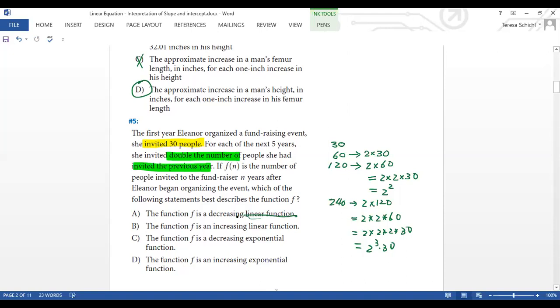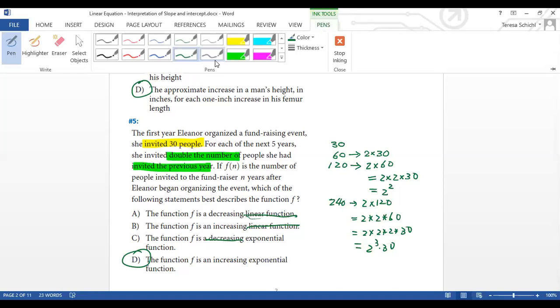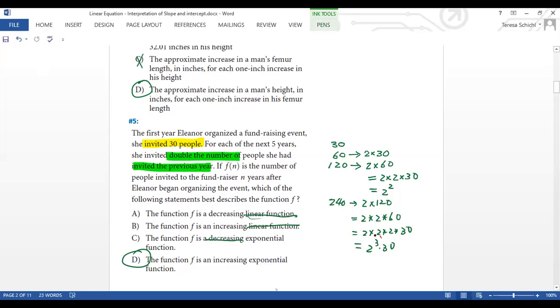Because for a linear function, every year you're going to increase the same number. But no, in here they say they double. So this is not a linear function. So we cross out the linear function. And then, of course, every time you increase, it cannot be decreasing exponential. So the answer is D, an increasing exponential, right? Because if you see here, this is the exponential function coming in.